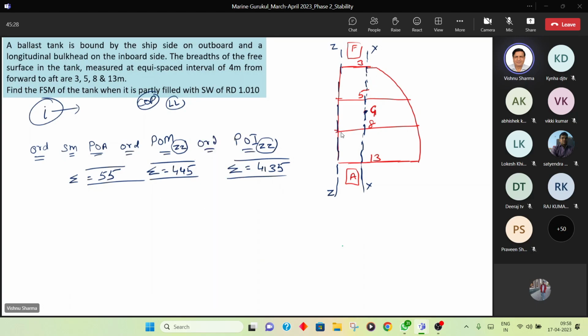Is there someone who's still solving? Please let me know. I'll wait for you. Yes, sir. One moment, sir. Okay, please do it and let me know once done. Okay, sir. Done. Okay, now fill up the SOP area, SOP moment about ZZ, and SOP inertia about ZZ. Please, I don't want to give any hints now. If you make mistakes, you'll realize by yourself. If anybody is having any doubts, you can ask me. I don't want to even speak what I'm doing because I presume you are getting what I'm doing, right?